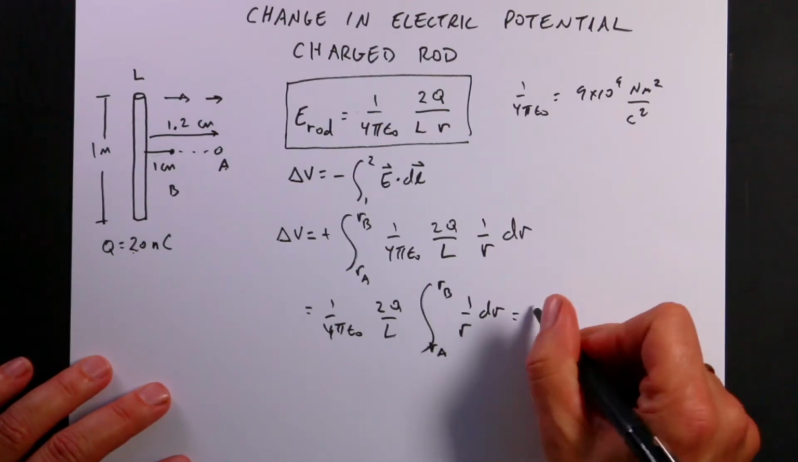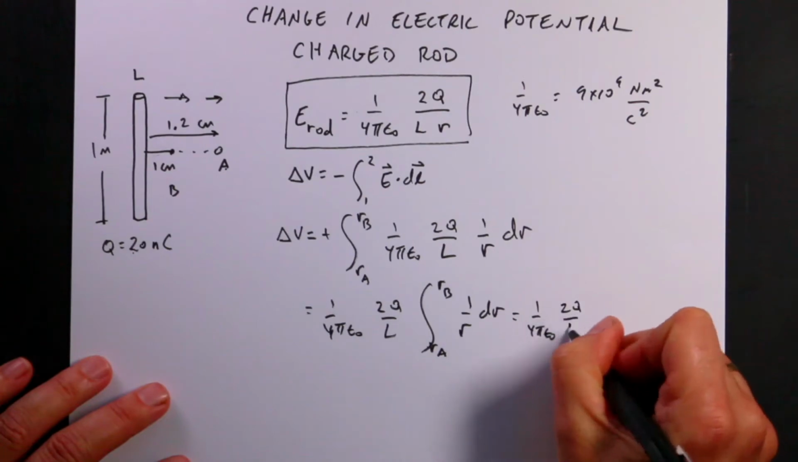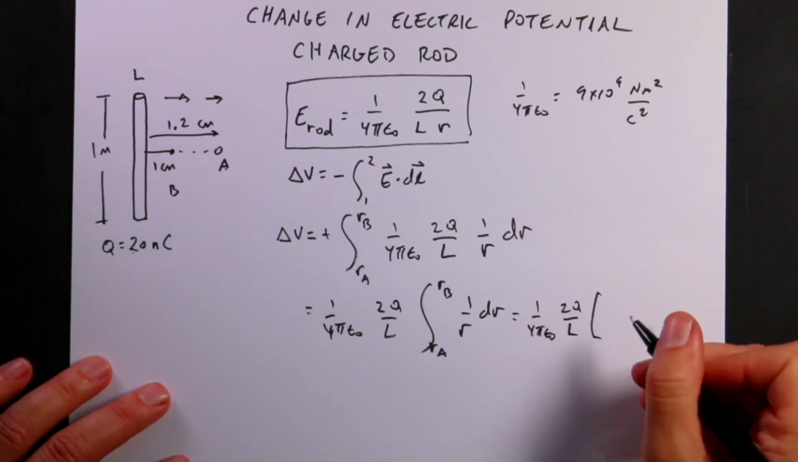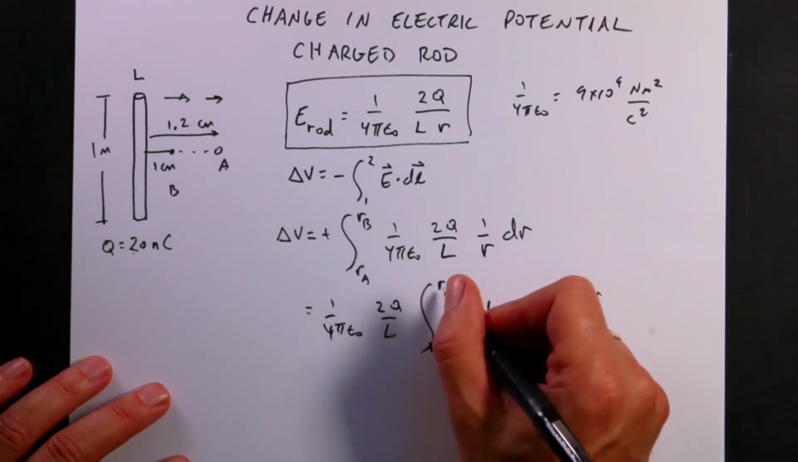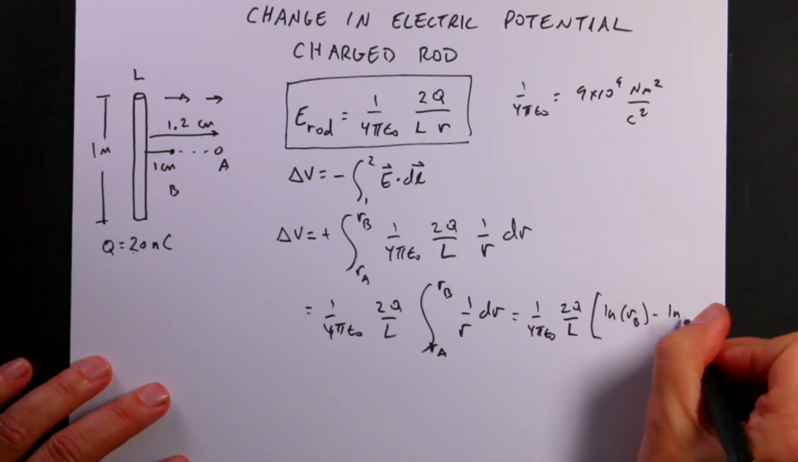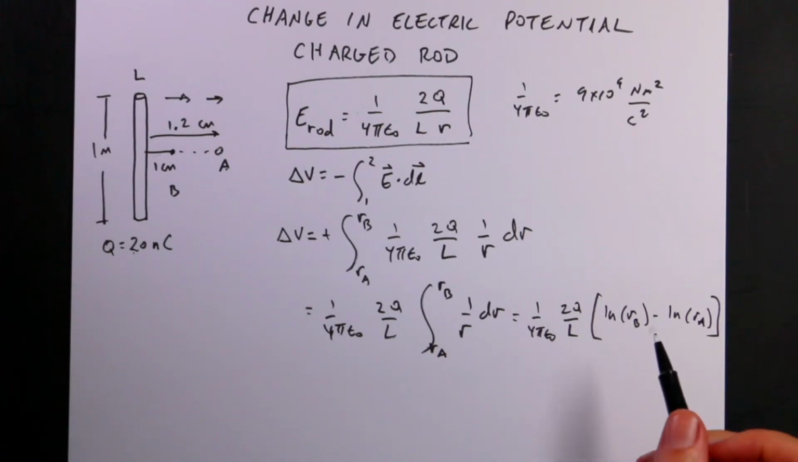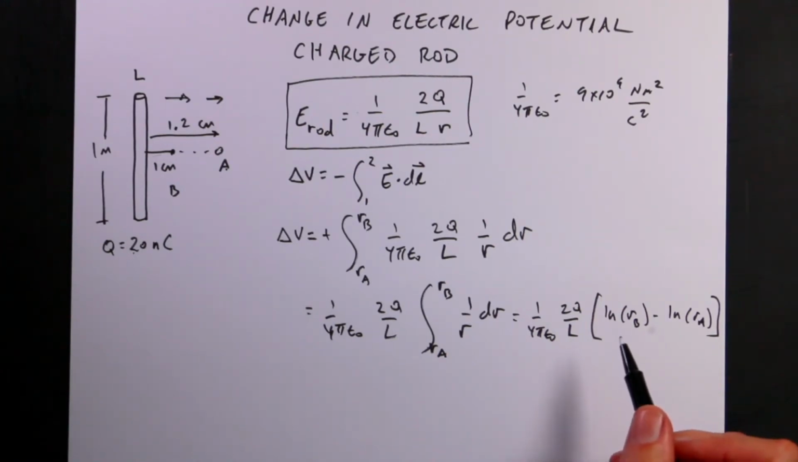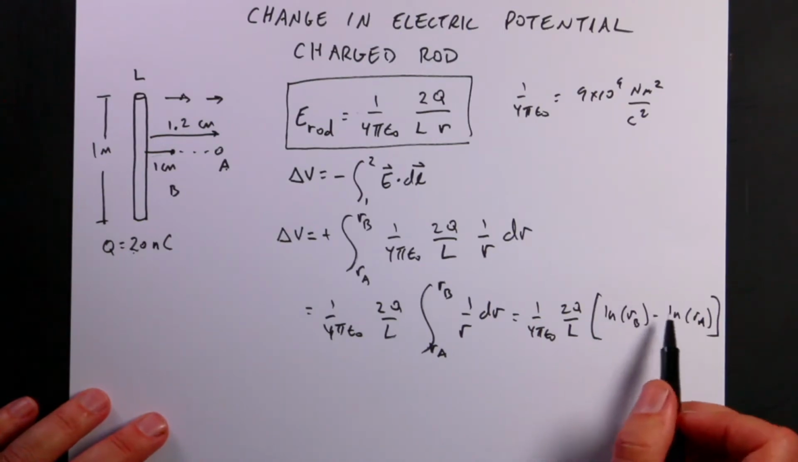And I get 1 over 4 pi epsilon naught times 2q over L times the integral of this, which is a natural log. So I get ln of Rb minus ln of Ra, and you can't do that, right? I can't take the natural log of 1.2 centimeters. I can't even take the natural log of 0.0012 centimeters. I can't take the natural log of something with units. But if I have two natural logs subtracted, that's the same thing as dividing.